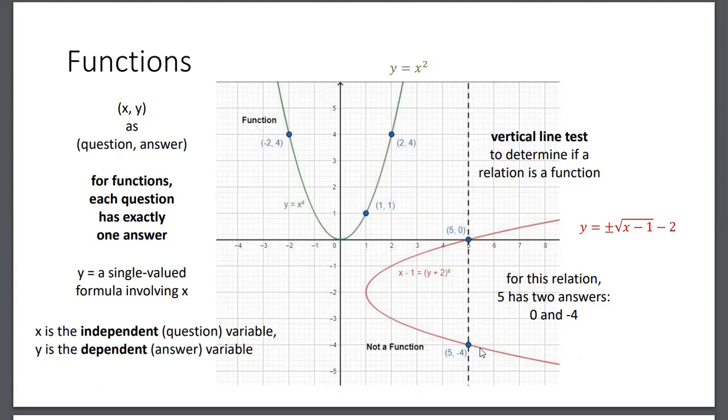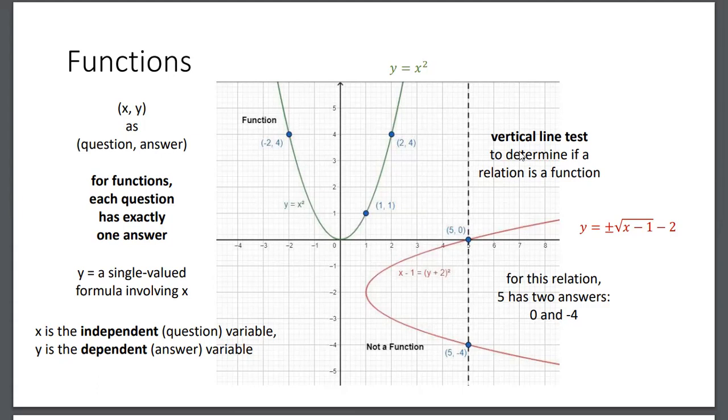This horizontal version of this curve over here, these are called parabolas, by the way, is just fine as a relation, but it's not a function. Why? If you ask about 5, there are 2 points that solve it. You can see them here. (5, 0) is a solution, and (5, -4) is a solution. There's 2 answers to the question 5. So it does not qualify as a function.